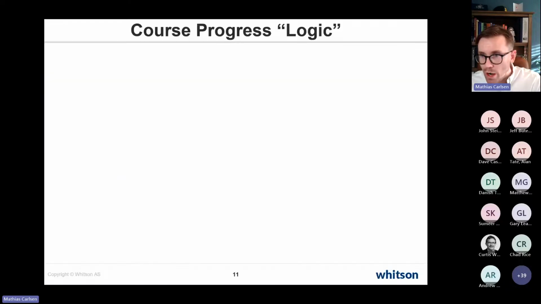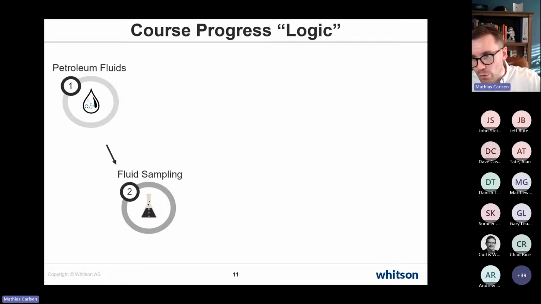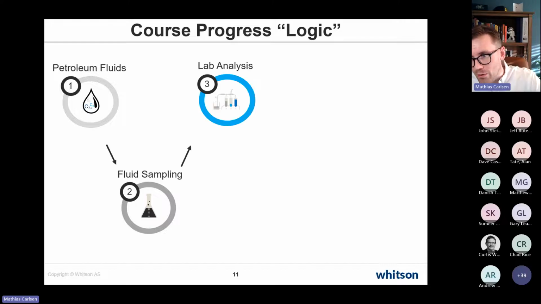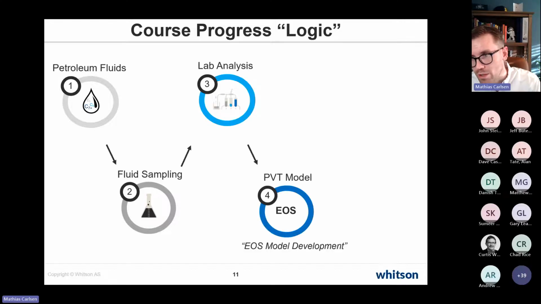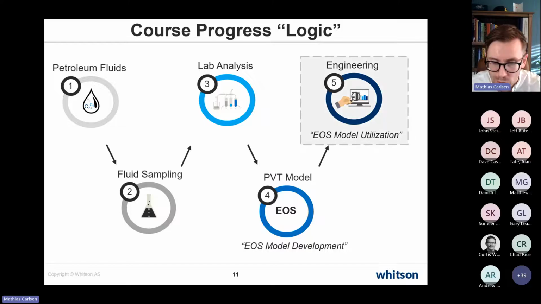Great. When it comes to the logic of how we progress into the course, we're going to start with the petroleum fluids after we cover some intro. We're going to go further into fluid sampling, lab analysis, understand what a PVT model is, and then primarily utilize that PVT model for engineering value-adding exercises. So this is where we are going to put most of the emphasis of the class today.